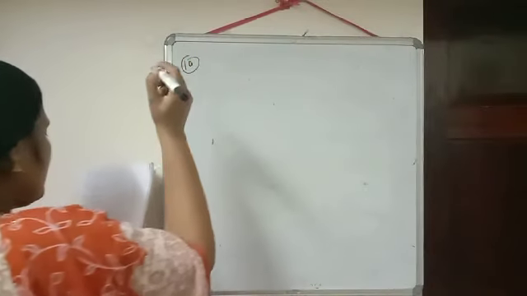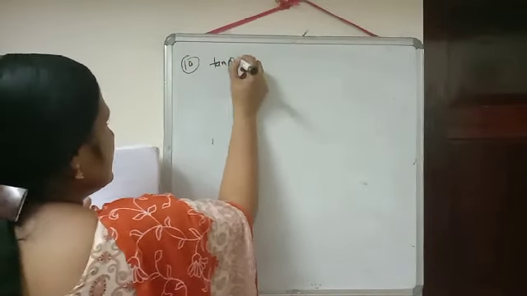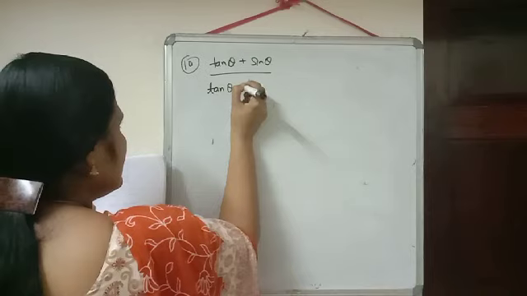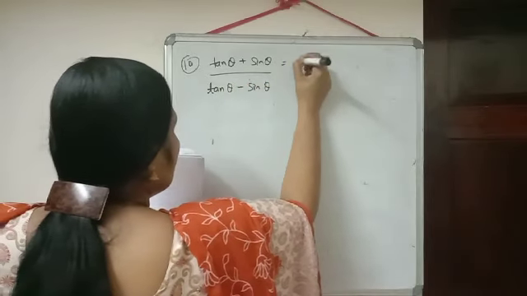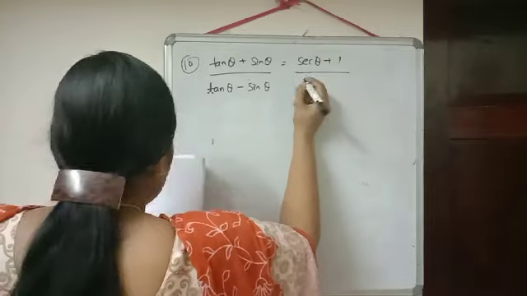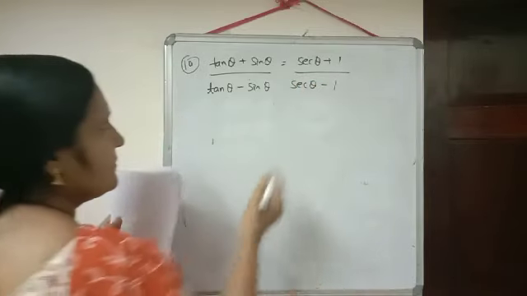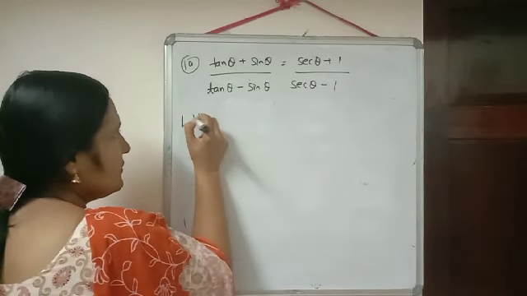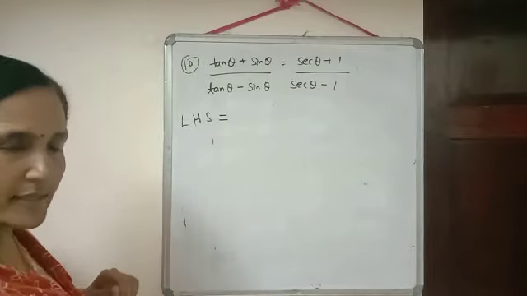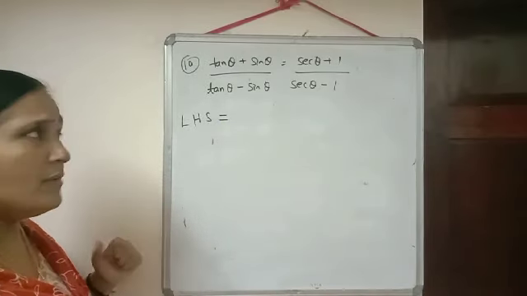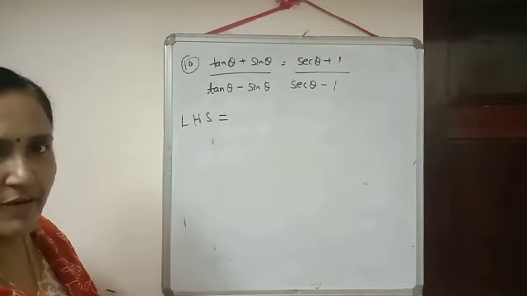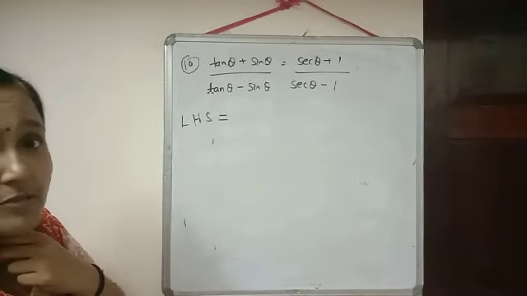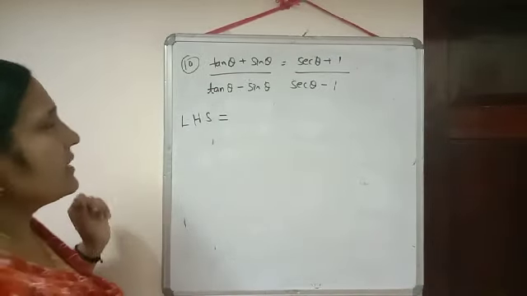Question number 10 is, prove that (tan theta plus sin theta) by (tan theta minus sin theta) is equal to (sec theta plus 1) by (sec theta minus 1). Now here we have to think which one we should simplify. Just to check which one we can change. Here tan, everything we can change in terms of sin and cos. So just write down the left hand side.